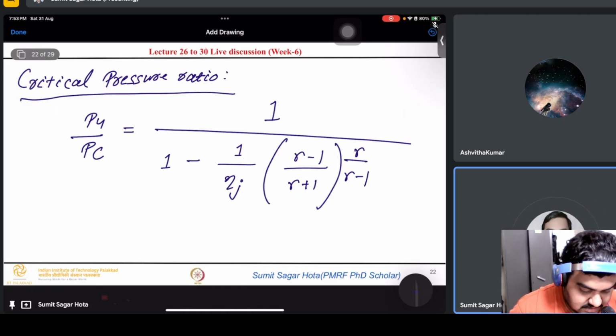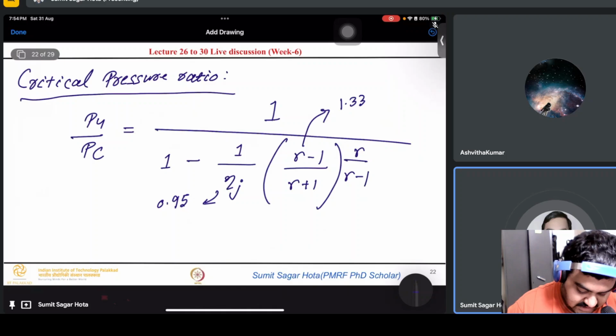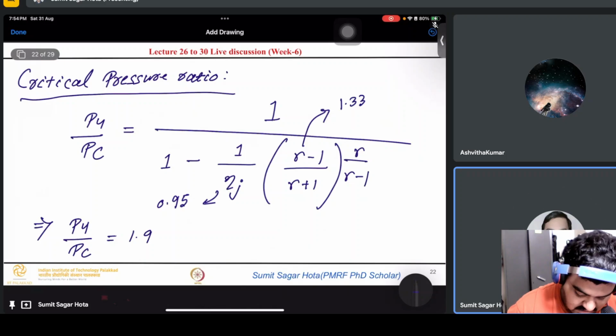So this is your 0.95, which we have been given, and because it's at a height of 12,000 feet, the gamma value we can calculate is 1.33. Just substitute all these values and get the answer, as I already calculated. I get it as 1.914.